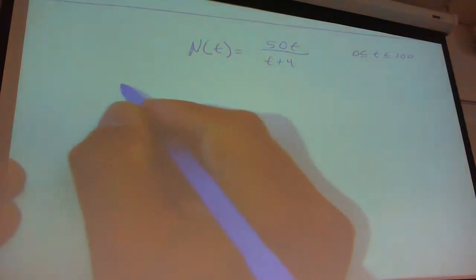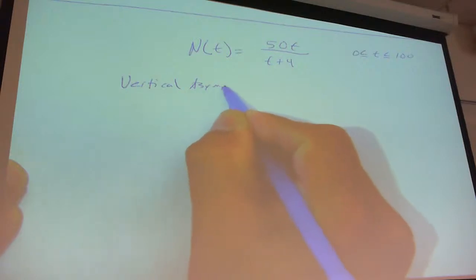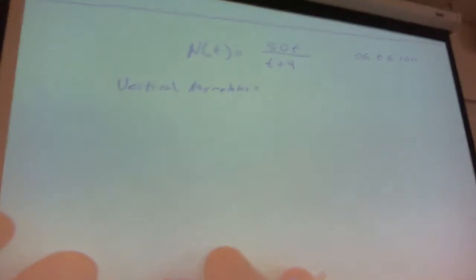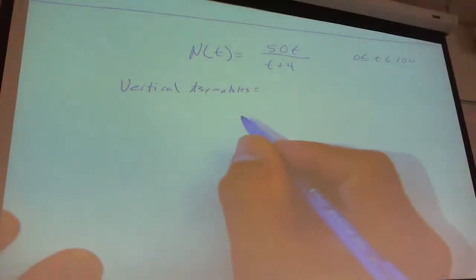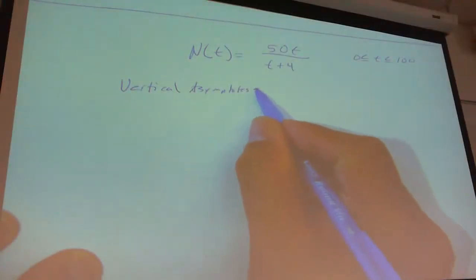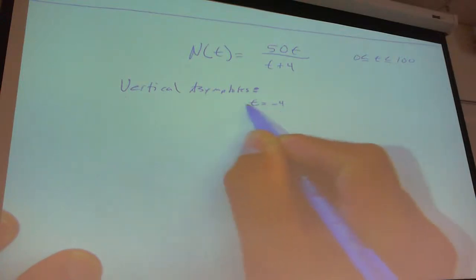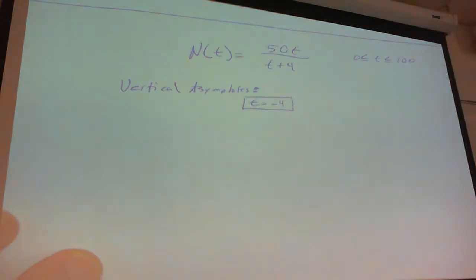Okay, so let's talk about vertical asymptotes. Do we have any vertical asymptotes? Where? Where? What would it be? T equals -4. So are we agreed that there is a vertical asymptote at t equals -4? Are we agreed there? But does it fall between 0 and 100? So we're not worried about it. But there is one. But we're not worried about that.